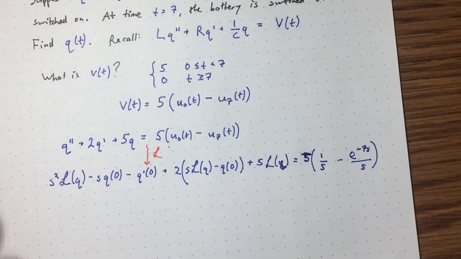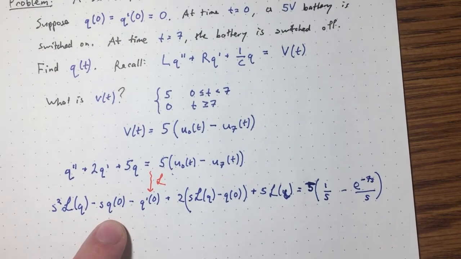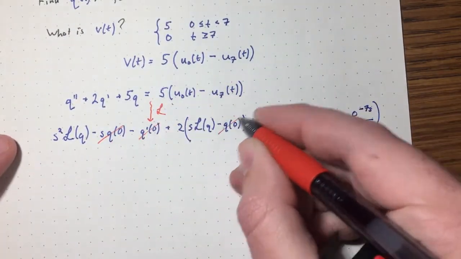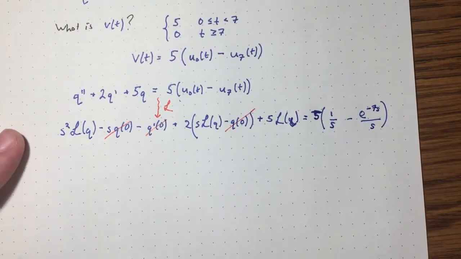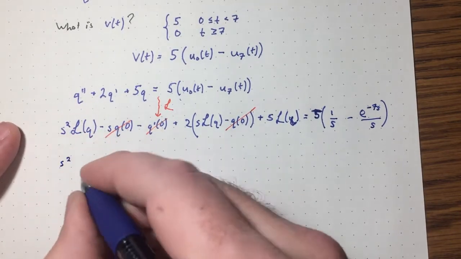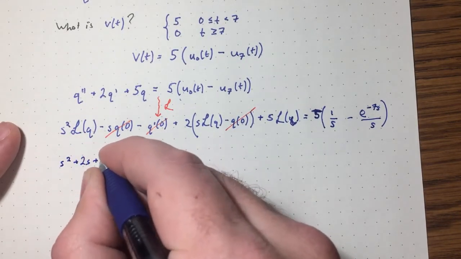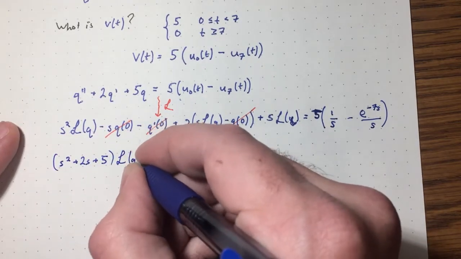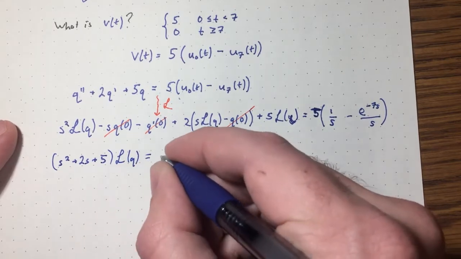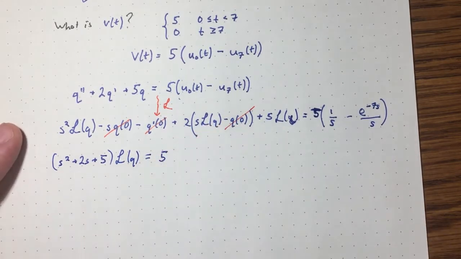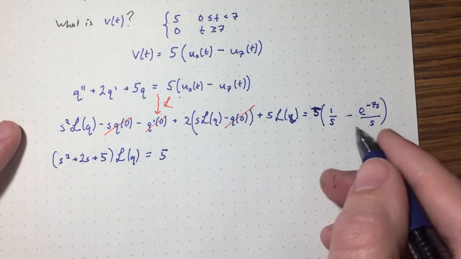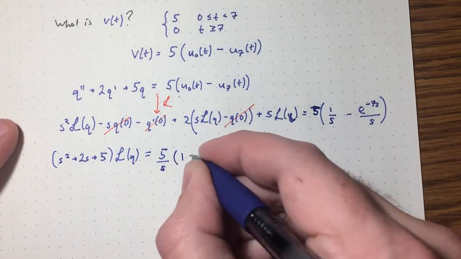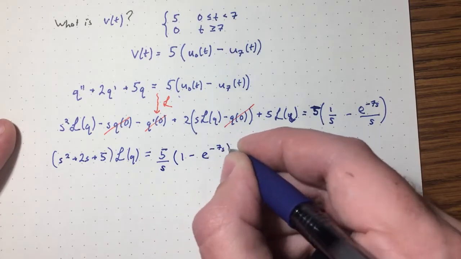Okay, q0 and q prime of 0 are both 0, so these terms go away. That one goes away. And what are we left with? We're left with s squared plus 2s plus 5 times L of q equals 5 times, let's see, do I want to rewrite this? Maybe I'll factor out that s. And I have 1 minus e to the minus 7s in here.